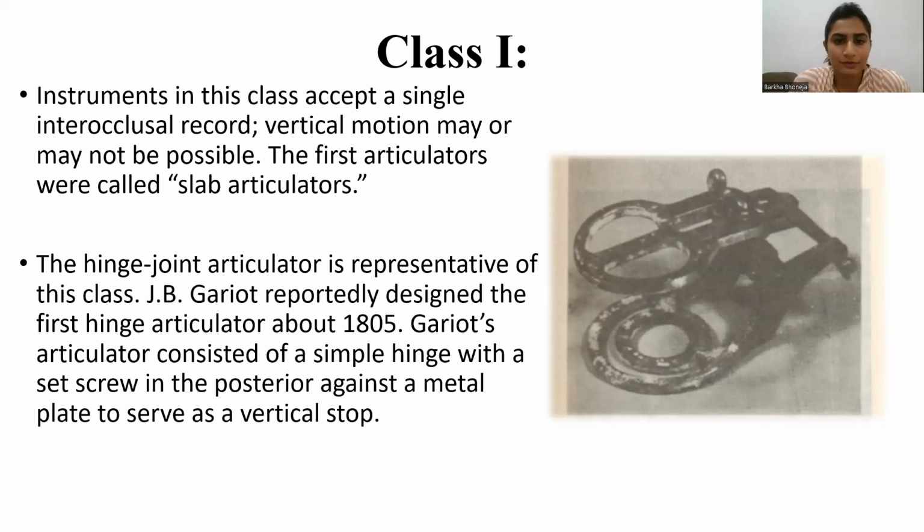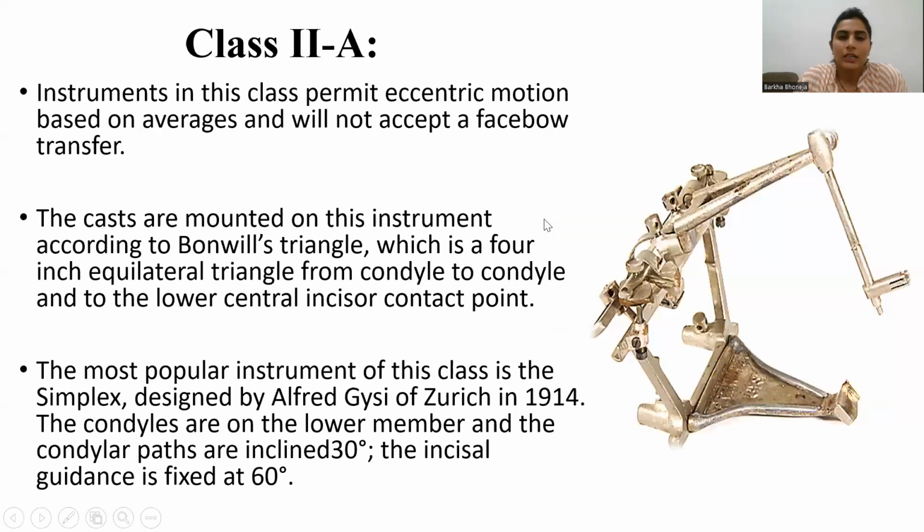J.B. Garriott reportedly designed the first hinge articulator about 1805. Garriott's articulator, it was called, consisted of a single hinge with a set screw in the posterior against a metal plate to serve as a vertical stop. So can you see the diagram? It is a hinge articulator. That is class 1.